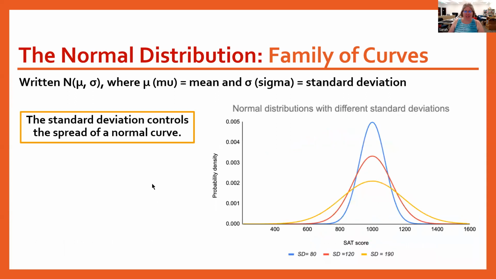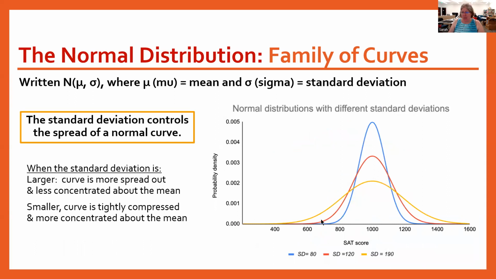Some examples of this. This blue curve, the tallest one here, has a standard deviation of 80. The next curve down, this red one, has a standard deviation of 120. So 120 is bigger than 80, so it's a little more spread out, and that's why the top of the curve is dropped down. And then the lowest curve here, this yellow one, has a standard deviation of 190. So even bigger still, so more spread out, and then even lower on that peak.